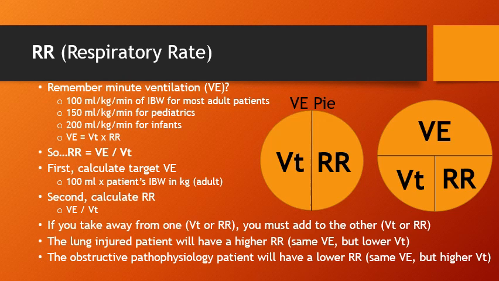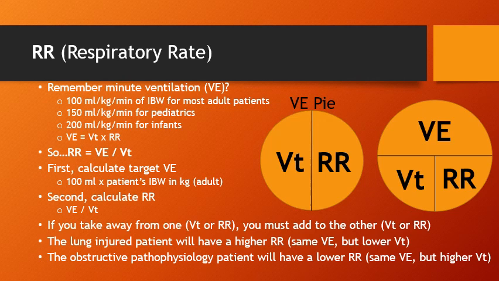So what does this mean for our different patient populations and their disease processes? Our lung injured patient that we talked about is going to have a higher respiratory rate. They have the same minute ventilation demand, right? But they're going to have that lower tidal volume. Remember, the lung injured patient is going to have the tidal volume of 6 milliliters per kilogram of ideal body weight. So if they have a lower tidal volume, they're going to have a higher respiratory rate, so that we still have 100% of our VE pi.